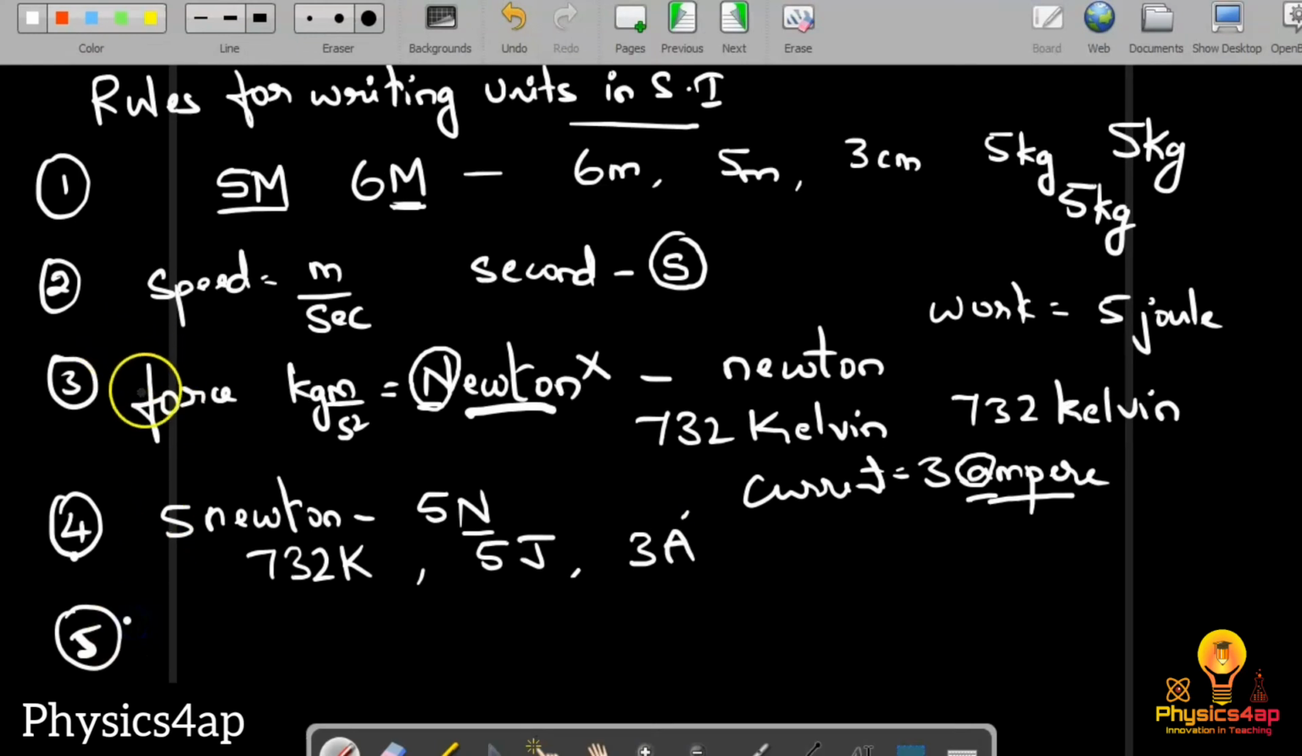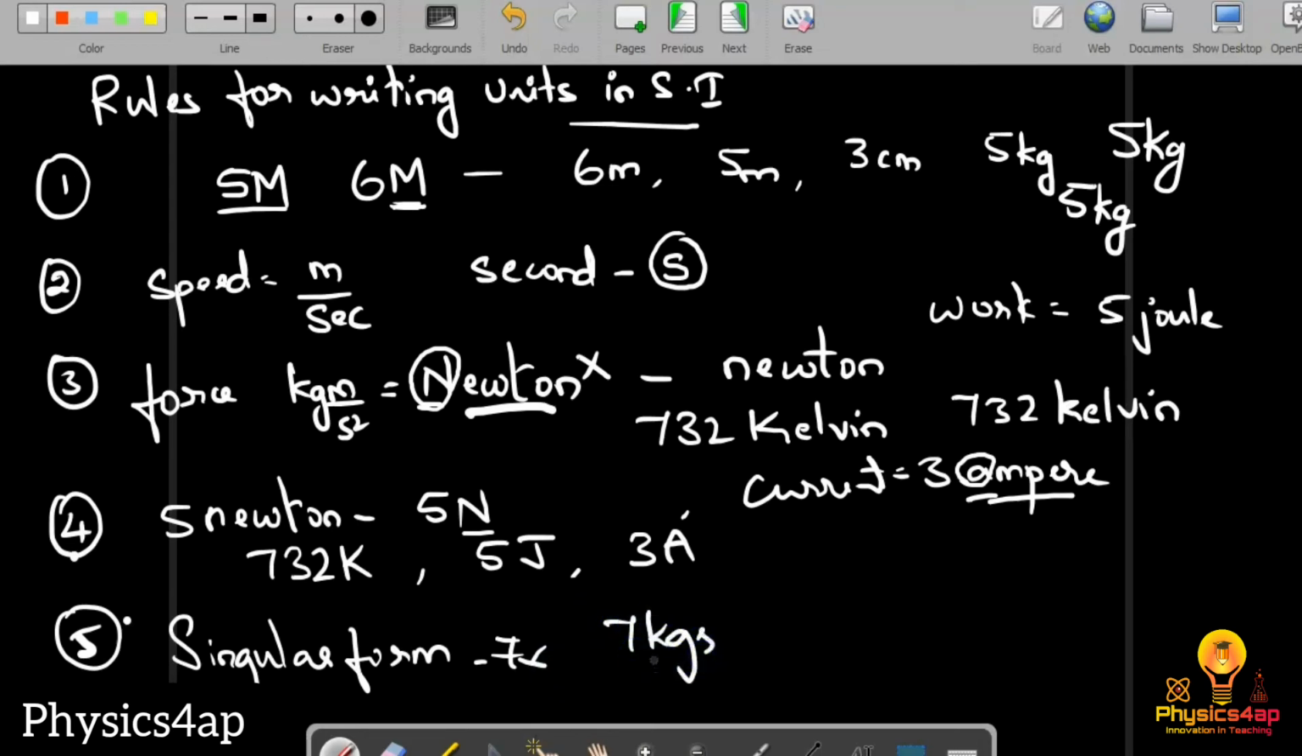And the fifth point is the units should be written in the singular form. Like for example, if we have 7 kgs, you should not write s at the last.